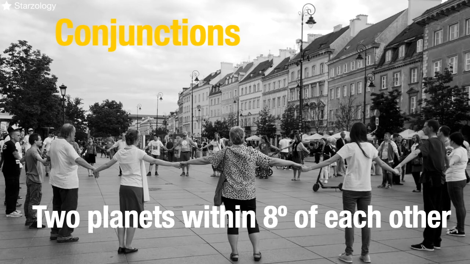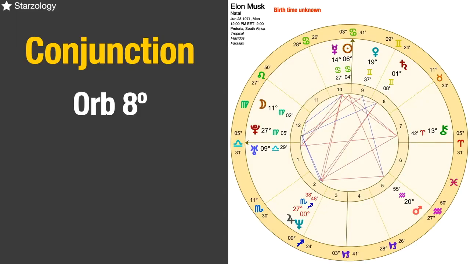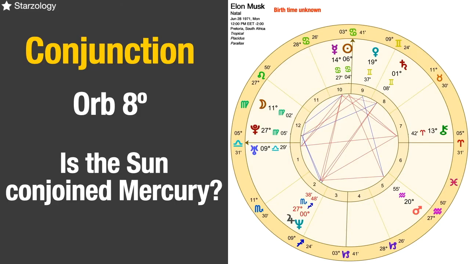Again, 2 planets within 8 degrees of each other. If you have 2 planets that are close by but not exactly in orb, you would say that they are not in orb. They have to be within 8 degrees of each other. Let's have another look at this chart. The question here is: is the Sun conjunct Mercury? Because we can see that in his chart the Sun is close to Mercury. So we're going to do a calculation to find out.